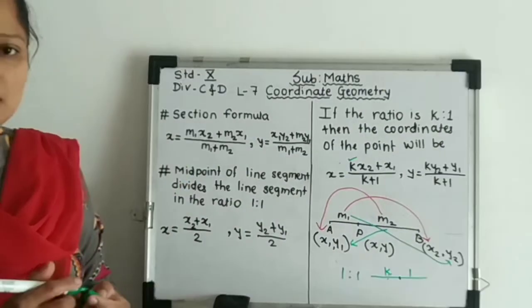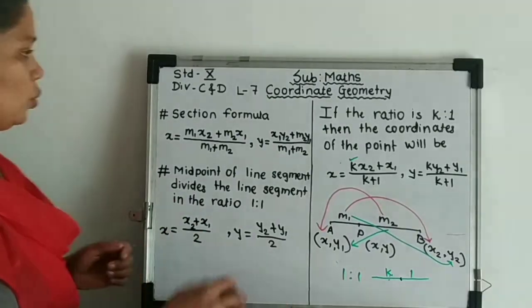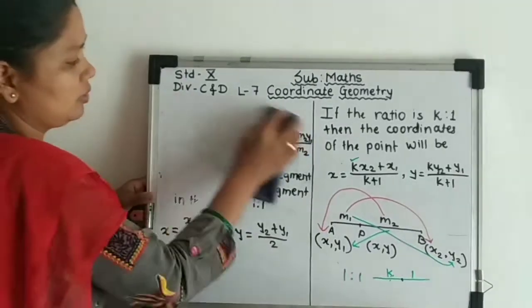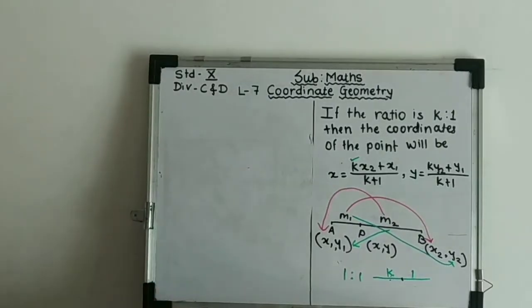Now we will see question number 2 of exercise 7.2. So we'll write that question number 2. You also write it down.